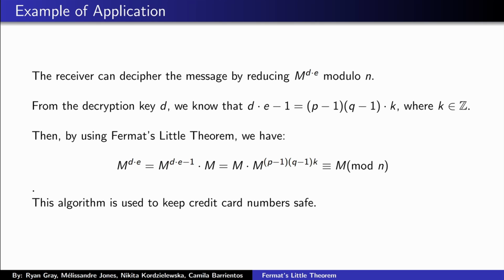From the decryption key D, we know that D times E minus 1 equals P minus 1 times Q minus 1 times K, where K is any integer. Then by using Fermat's little theorem, we have M to the power of D times E equals M to the power of D times E minus 1 times M, which equals M times M to the power of P minus 1 times Q minus 1 times K, which is congruent to M mod N.